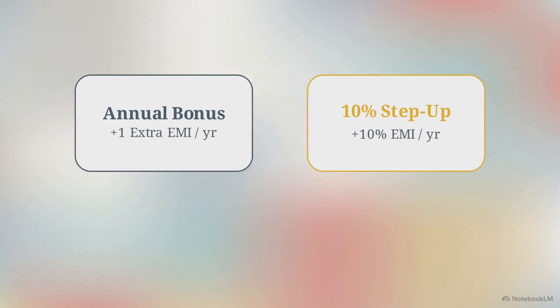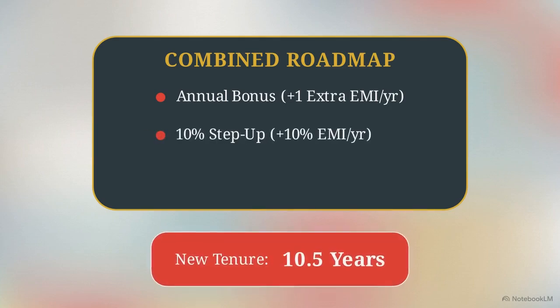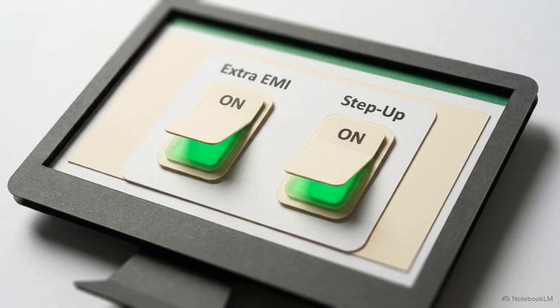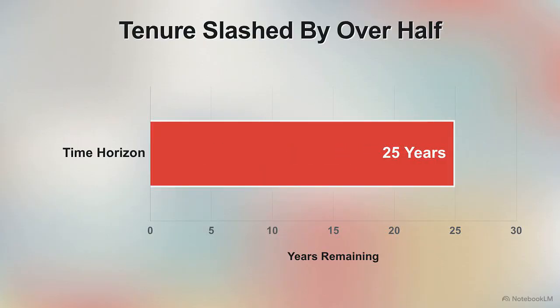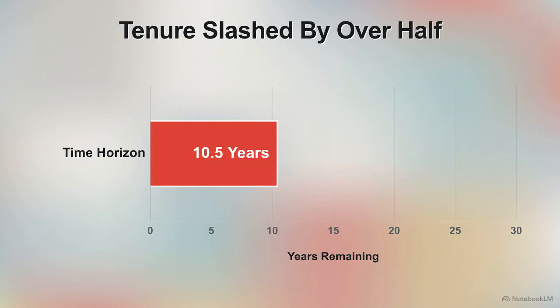For the ultimate aggressive approach, we combine both variables into a single roadmap: the annual bonus paired with a slightly higher 10% annual step-up. Looking back at the calculator, we activate both fields. With one extra EMI and a 10% step-up, the final payoff row now highlights exactly 125 months. That daunting 25-year, 40 lakh loan is completely eradicated in just 10 and a half years.